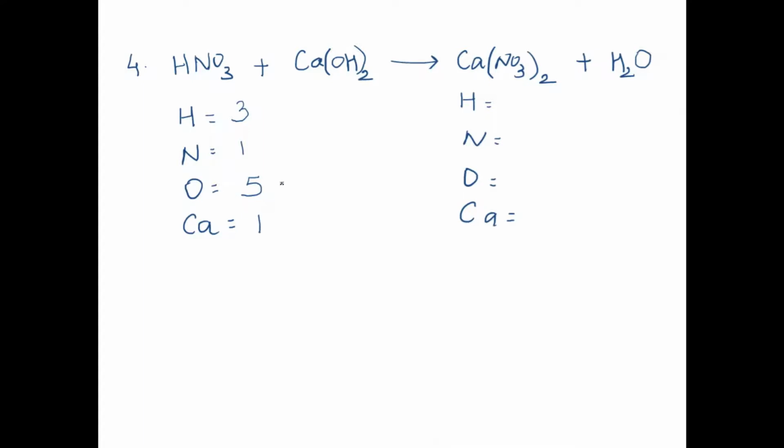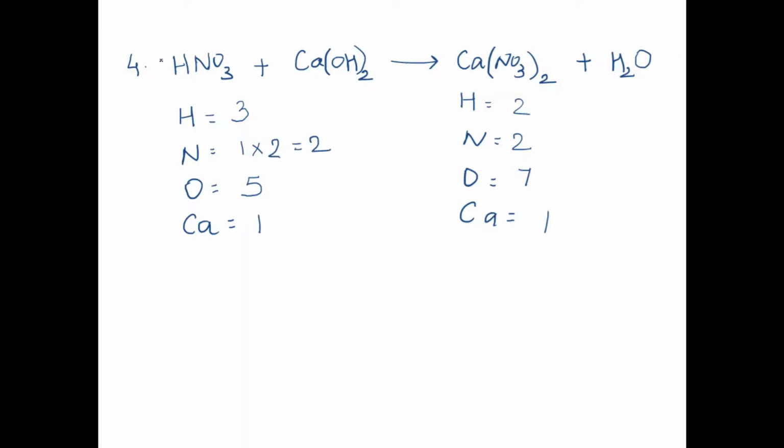Calcium has 1 atom. If we move on to the product side, hydrogen has 2 atoms, nitrogen has 2 atoms, and oxygen has, we have to multiply 3 by 2, 6, and 1, 7, and calcium has 1. Now 1, 1, that is balanced. 5, 7, uneven numbers, 3, 2, uneven numbers. We can start with nitrogen.